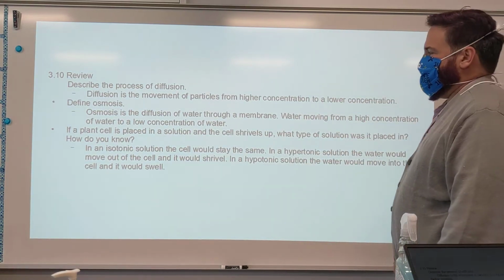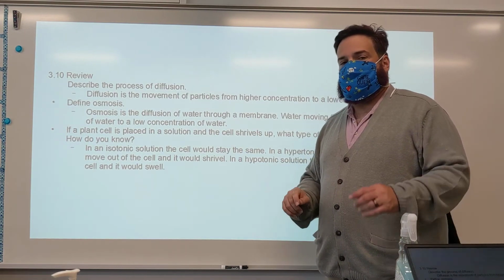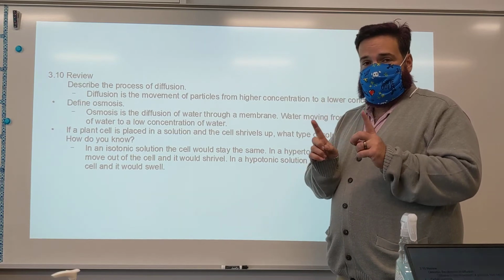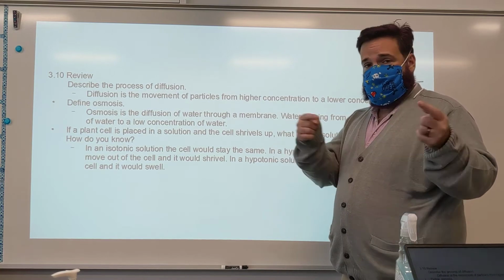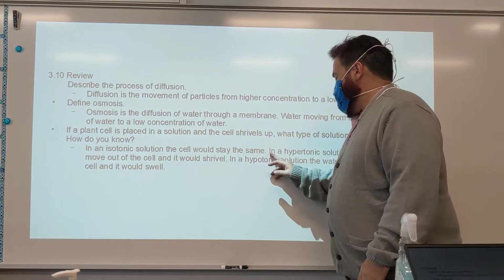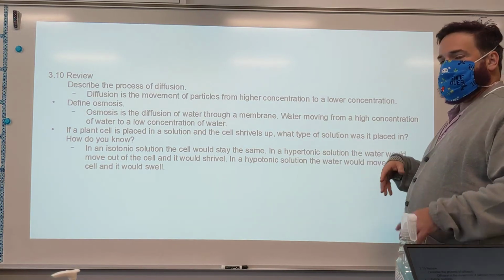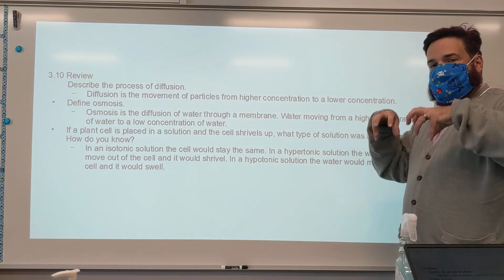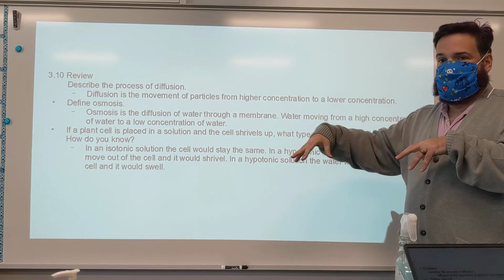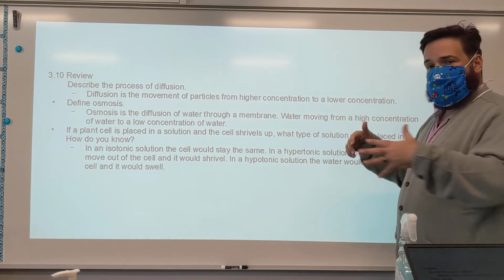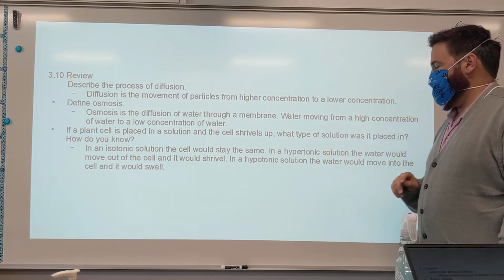If a plant cell is put in a solution and it shrivels up, what does that mean? Well, if you put a cell in an isotonic solution, that means the concentration is the same in the cell and in the solution, so nothing really happens. Water moves in and out equally. If it's in a hypertonic solution, then the concentration of water inside the cell is greater than the concentration of water outside the cell. So water moves out of the cell and the cell shrivels up. So that's the answer, hypertonic.